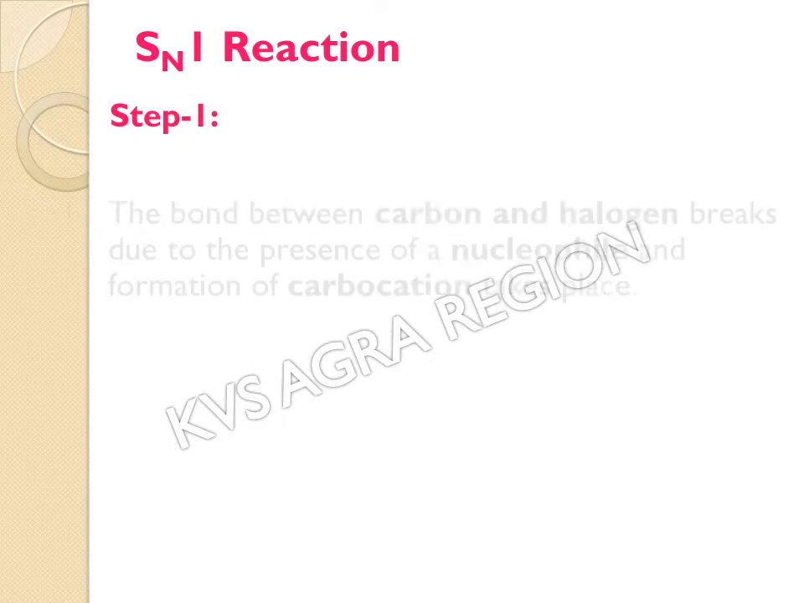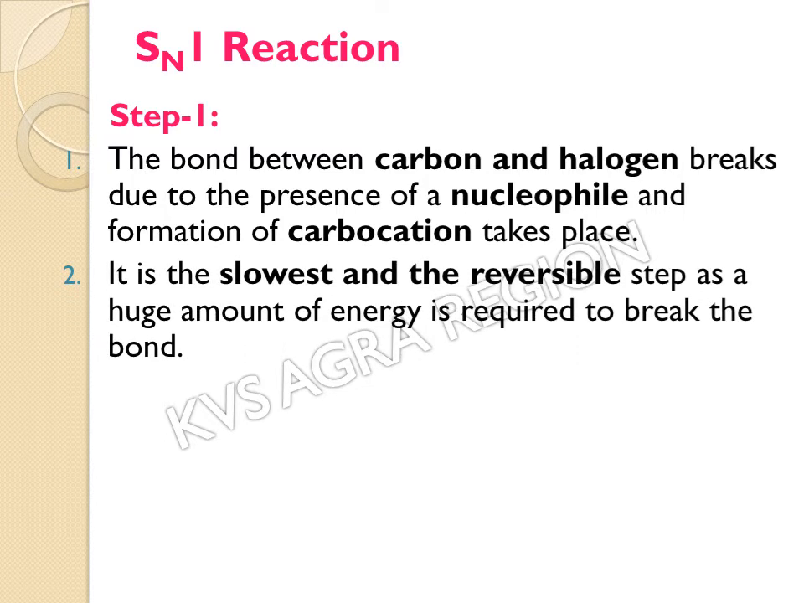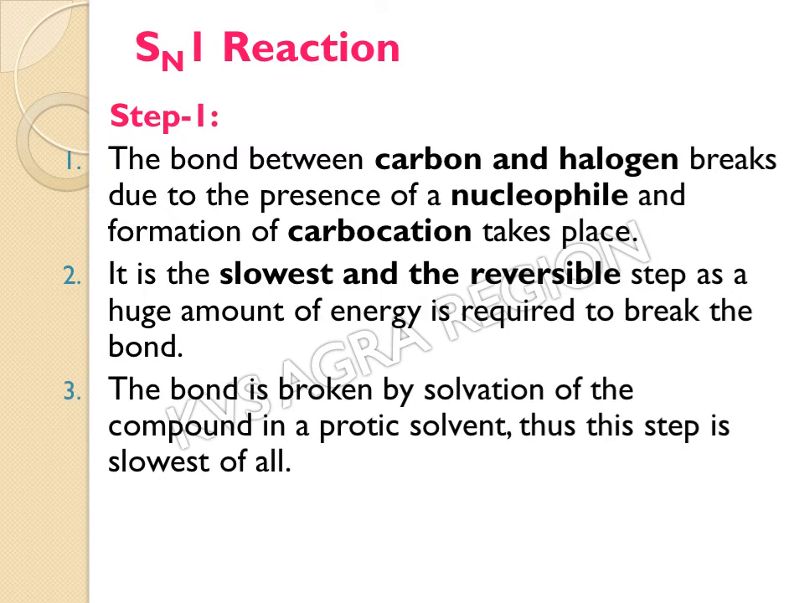SN1 reaction involves two steps. In step 1, the bond between carbon and halogen breaks and formation of carbocation takes place. It is the slowest and the reversible step, as a huge amount of energy is required to break the bond. The bond is broken by solvation of the compound in a protic solvent, thus this step is the slowest of all and is the rate determining step.